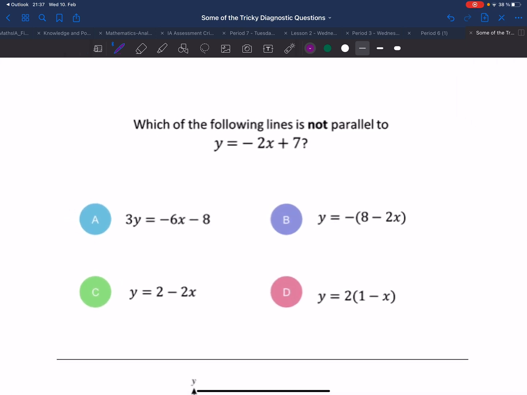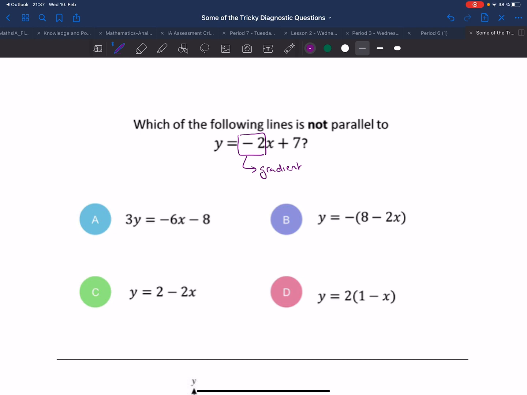The next question asks us to find which of the lines is not parallel to y equals 2x plus 7. So again, if we're talking about a gradient, an equation being parallel, it needs to have the same gradient. And here, that number in front of the x, the minus 2, that's our gradient of this line. So what we need to do now is double check which of the other equations does or doesn't have a gradient of -2.